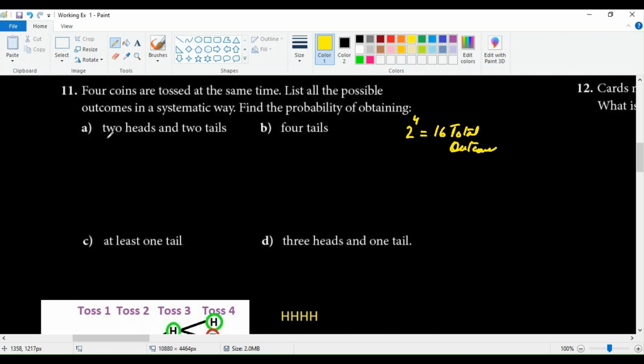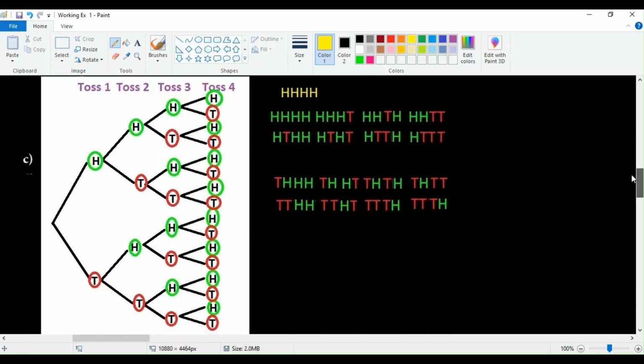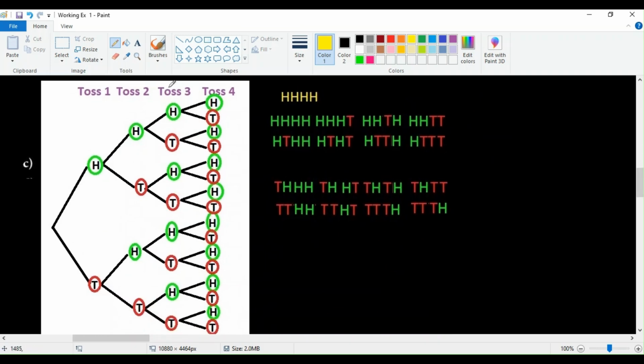And two heads and two tails. So the favorable outcomes are going to be head, head, tail, tail. I have made the tree over here. You can see there are four coins. This is the first toss, second toss, third toss, and fourth toss. First possibility is going to be head, head, head, and head. Second possibility is this one, this one, this one, and this one. Three heads and one tail. So this is also another possibility. Likewise, it's going to go till all the tails are there.